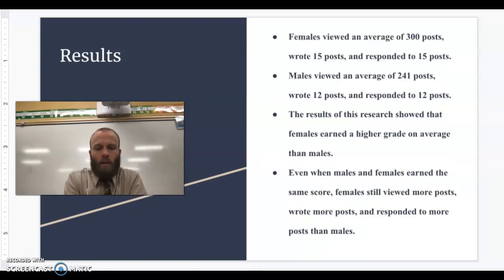When you break it down by gender, the researchers found that females viewed an average of 300 posts. They wrote 15 posts and responded to 15 posts, while their male counterparts averaged 241 posts viewed, 12 written posts, and 12 responses to posts. The results of this research did show that females earned a higher grade on average than males, but the researchers also noted that even when males and females earned the same score, females still viewed more posts, wrote more posts, and responded to more posts than males did.